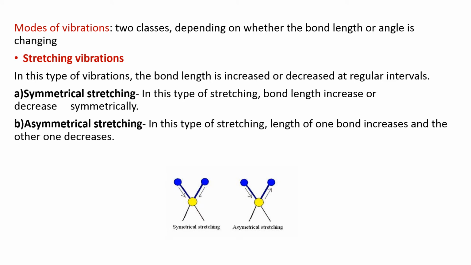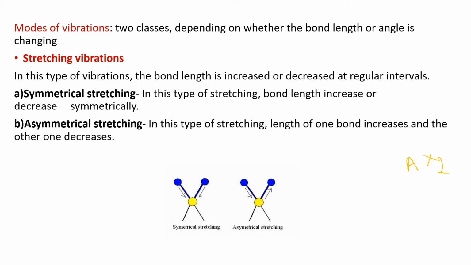What are different types of vibration? There are basically two different types of vibrations. This is for AX2 type molecules, that is for example CO2, H2O like that. So we are discussing a polyatomic molecule or triatomic molecule of AX2 type. So in this type of vibrations, the bond length is increased or decreased. These are called stretching vibrations.